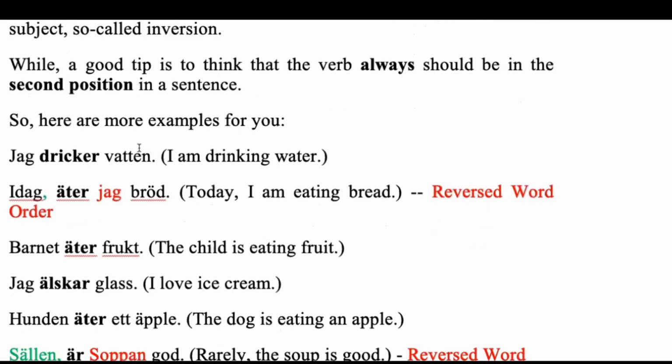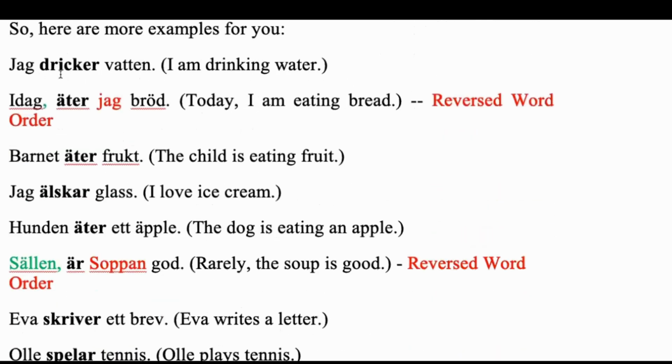So you can check a few more examples. This is a normal statement. We have seen simple word order. Jag dricker vatten. I'm drinking water. Or you can say Idag äter jag bröd. Today I'm eating bread. So this is a reversed word order. Why? Because I'm starting the sentence with a non-subjective word. Idag is not a subject. It's basically a time reference word. So we are using my subject after the verb.